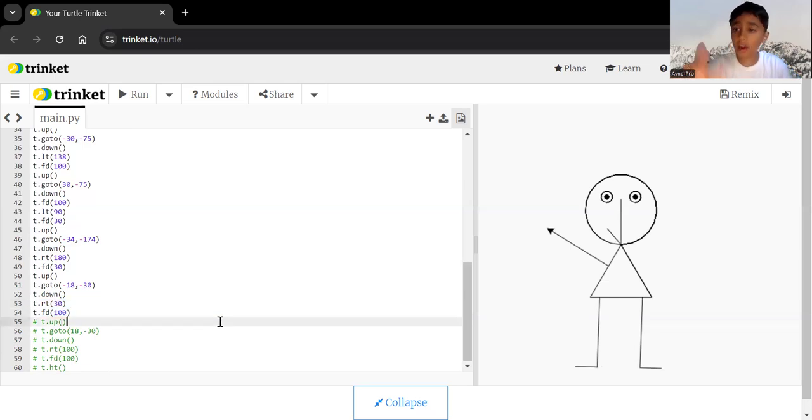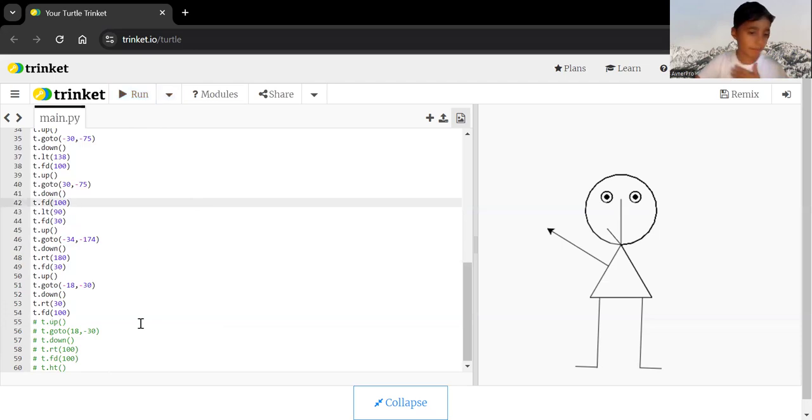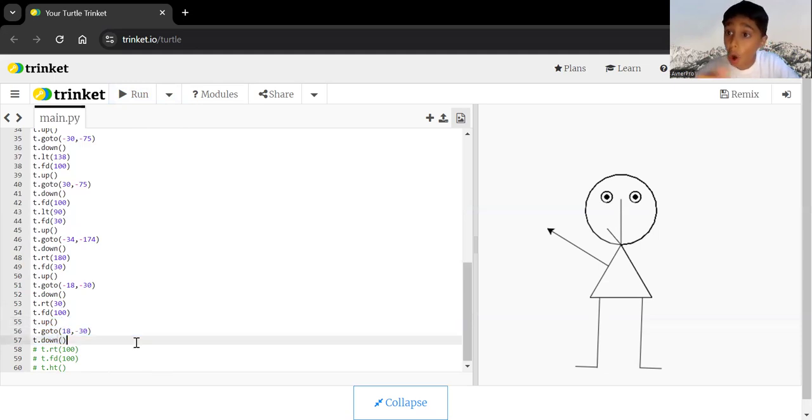Now I have to use the goto function to make the other hand, because a person does not have one hand, they have two. I mean, arms. Let me not call them hands. Let me make it faster. Now, the opposite: 18 comma minus 30, because all we're changing is just the x-axis, not the y-axis.